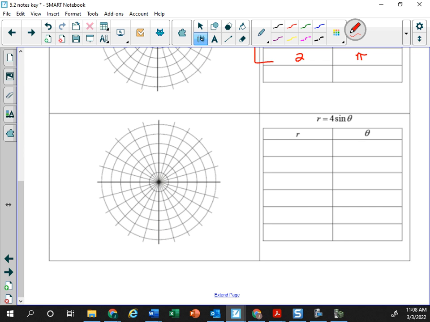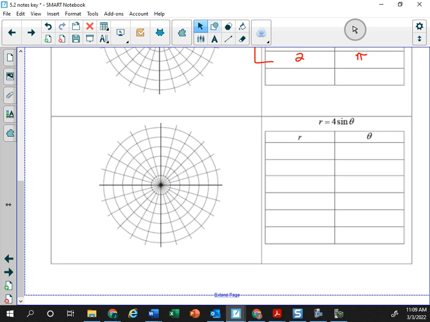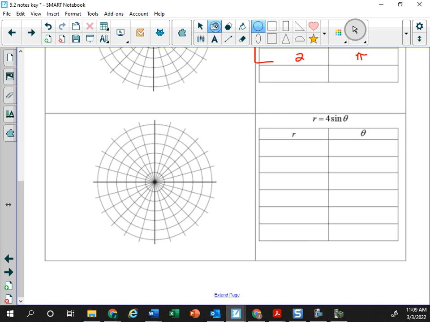So guys, r equals 4 sine theta. What does the 4 tell us? Diameter is 4. Is it on the x or y axis? Okay, up or down? Up. So it should look like, oh, not that. Hold on. That. Yes. Just like that, right?